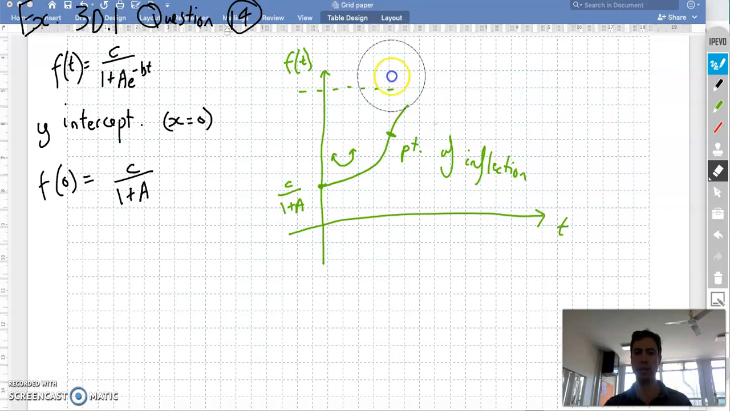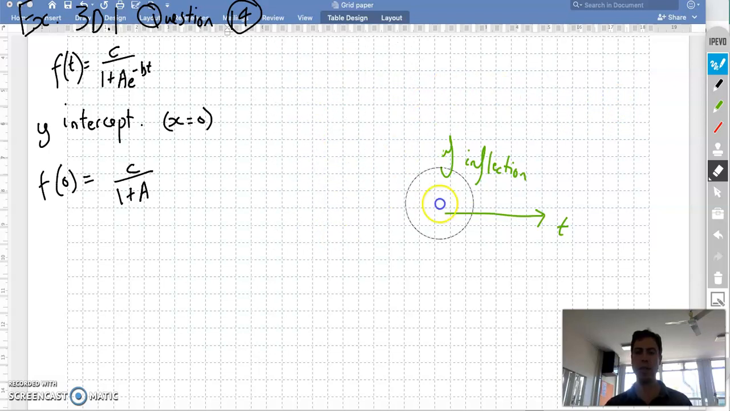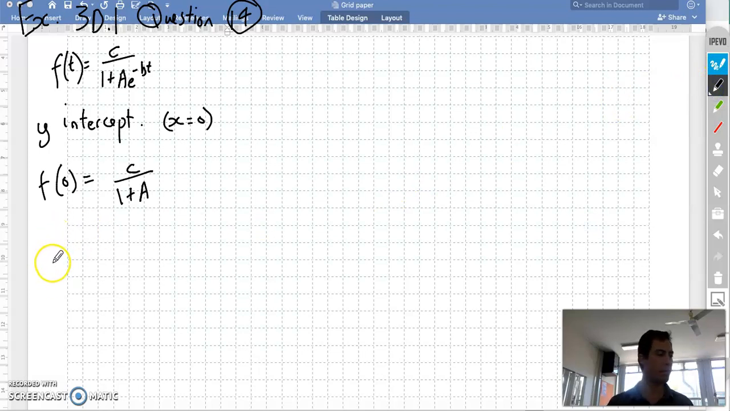Erase. I need space for the next part. The next part says, show that y equals c is the horizontal asymptote. We're saying that f of t equals c is the horizontal asymptote.